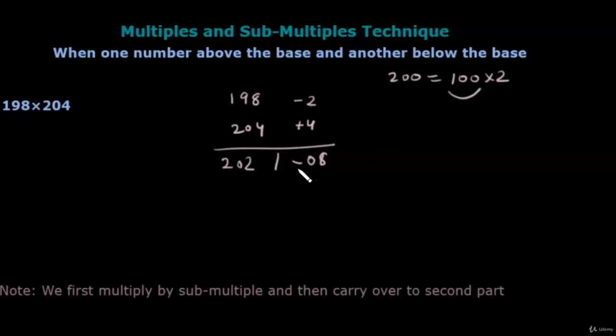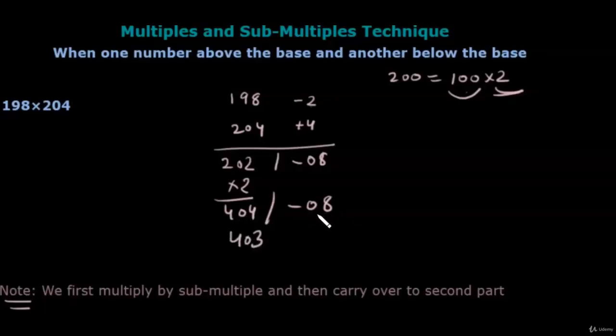Before we carry on to second part, here we will first multiply by submultiple and then carry over to second part. We will first multiply this first part by submultiple 2 and then we will carry on to second part. Now if we multiply this number by 2, we get 404 and now the second part is negative 08. For writing the answer, we will reduce this number by 1.